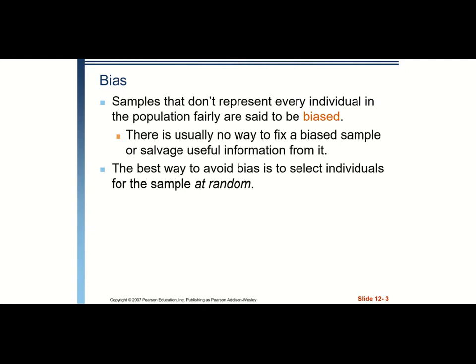But for now, we're just going to say that when we have a sample that's not representative of the population, that sample is said to be biased. It's not going to match the population results for some reason or another. Once we have a biased sample, there's really no way to fix it. And the best way to protect against a biased sample is to select sample respondents at random.